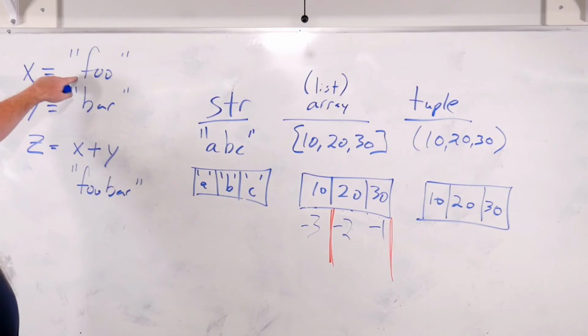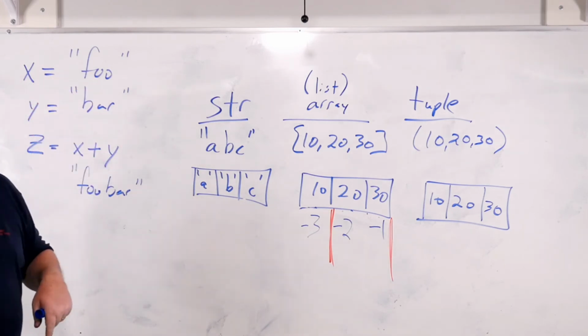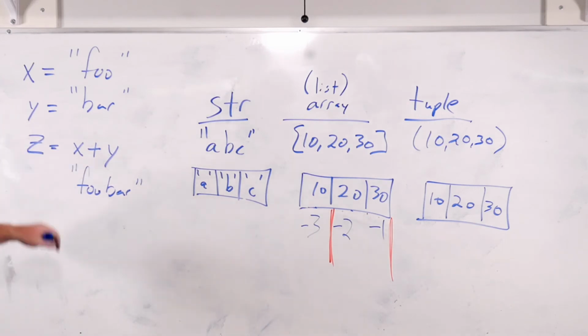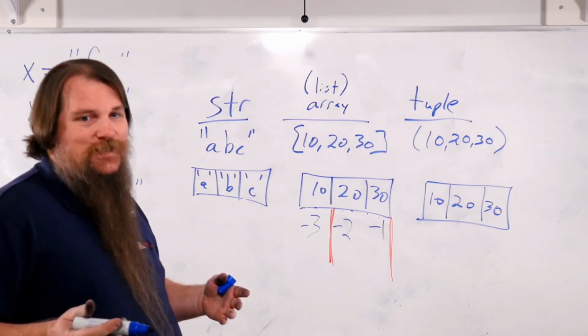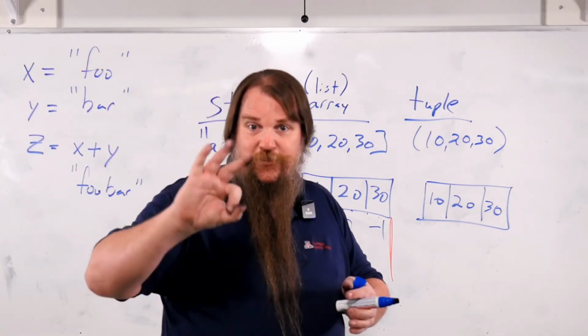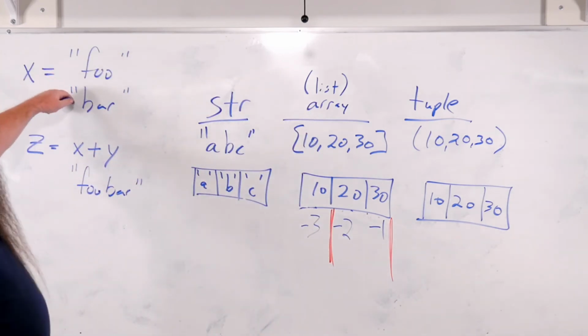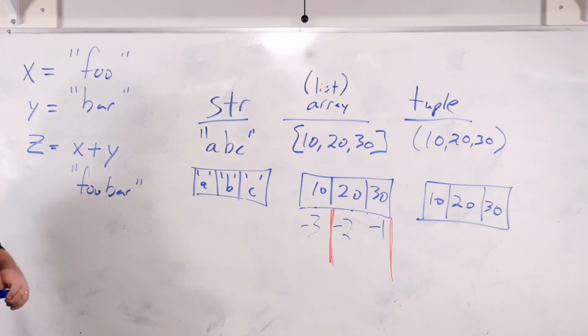It has the 3 characters from x and the 3 characters from y. We have not changed x, we have not changed y. We've just built a brand new string that didn't exist before. There's now 3 strings in memory: foo, bar, and foobar. And they're completely unrelated to each other.